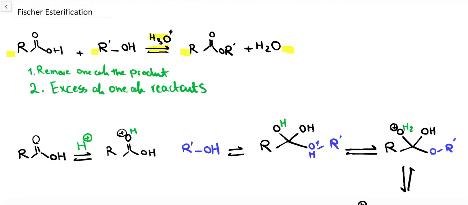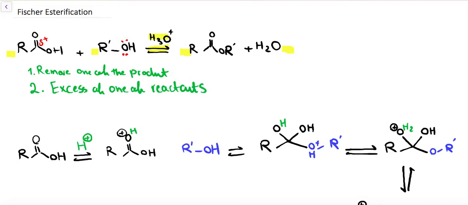Okay, so now let's dive into the reaction mechanism. First, let's establish the nucleophile and the electrophile. The nucleophile is going to be the alcohol oxygen because it has lone pairs of electrons, and the electrophile is going to be the carbon of the carbonyl group. Remember, oxygen is electron withdrawing, so it's going to pull electrons towards itself, leaving a partial positive charge on this carbon. So this is going to be our electrophile.